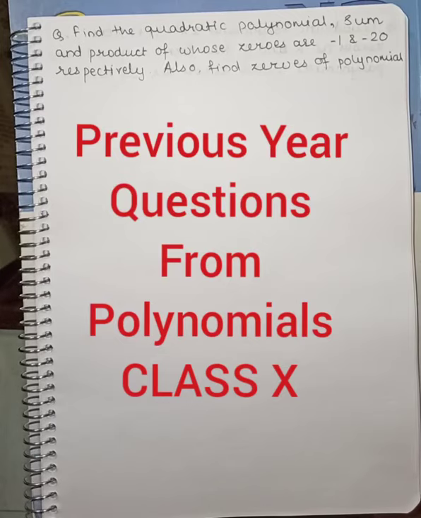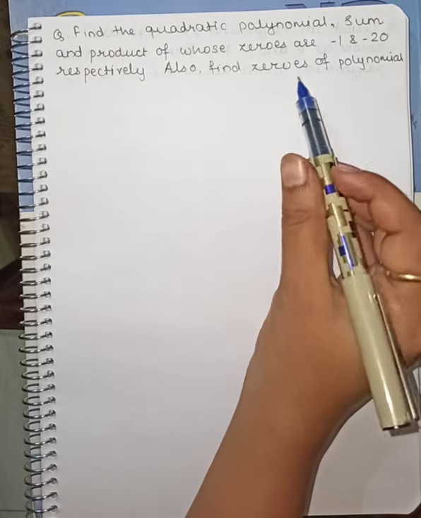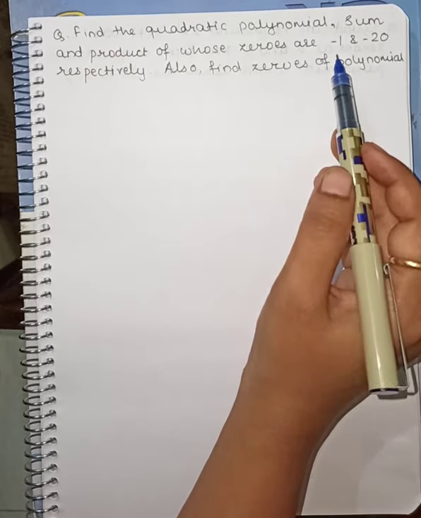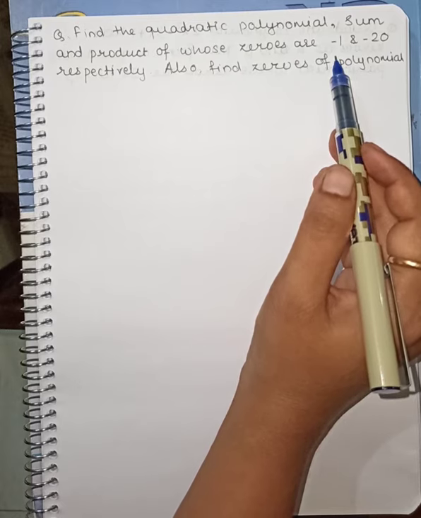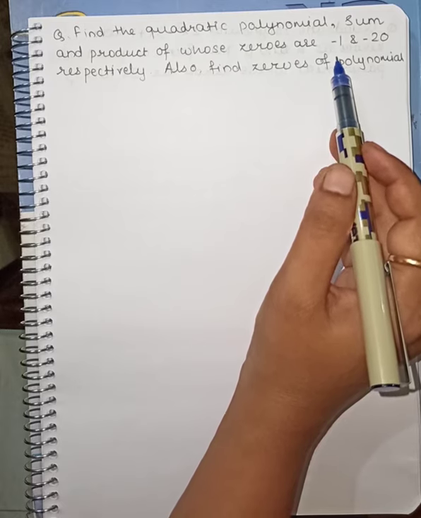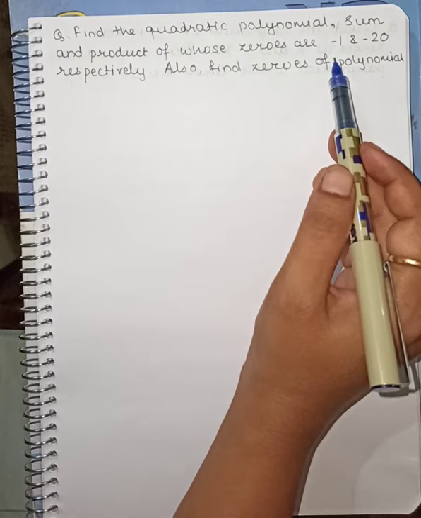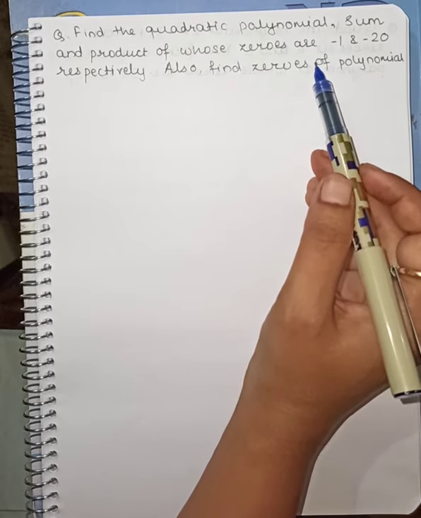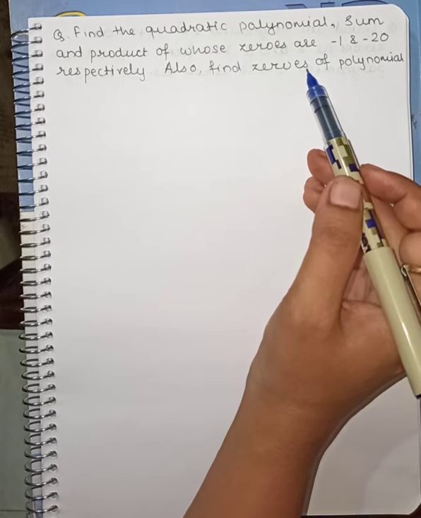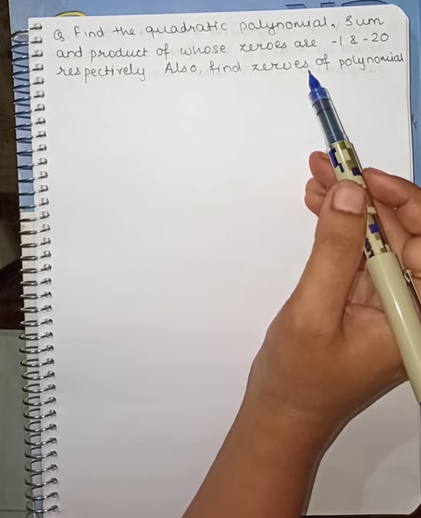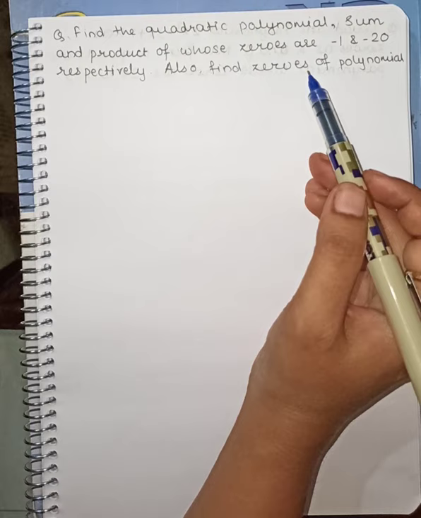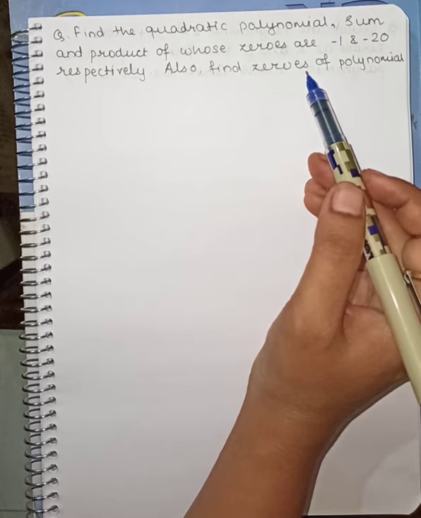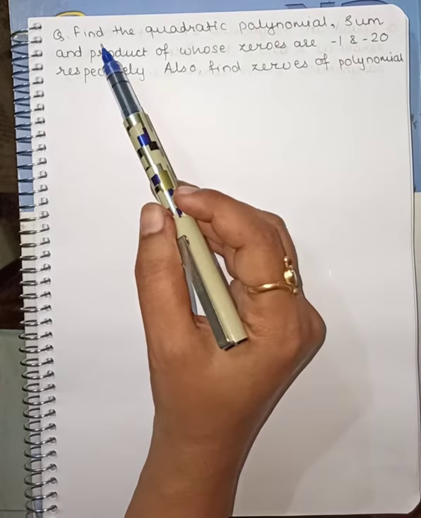The third type of question asked from the topic polynomial is, they will give you the relationship between the zeros, or they will directly tell you what are the zeros of the polynomial, and then you have to frame the quadratic polynomial. The quadratic polynomial will not be given in the question, but depending upon the relation between its zeros or directly the roots, you have to frame the quadratic polynomial. So let us see the question.